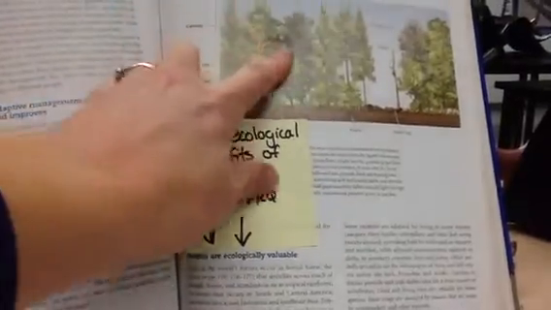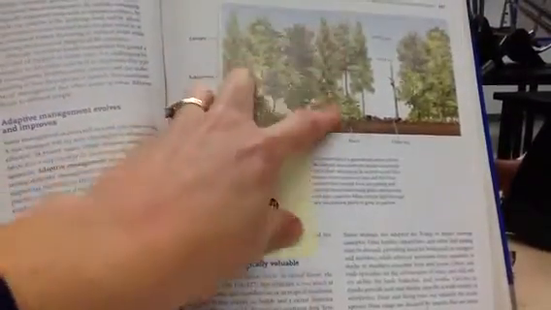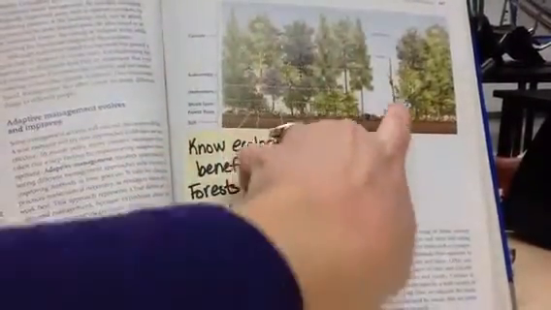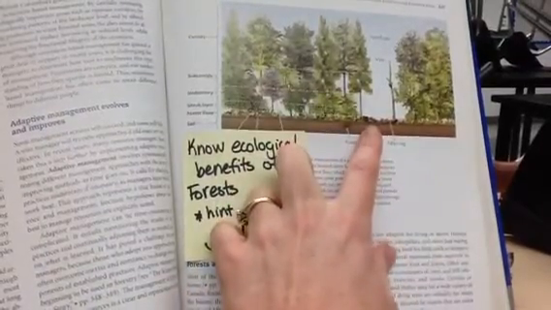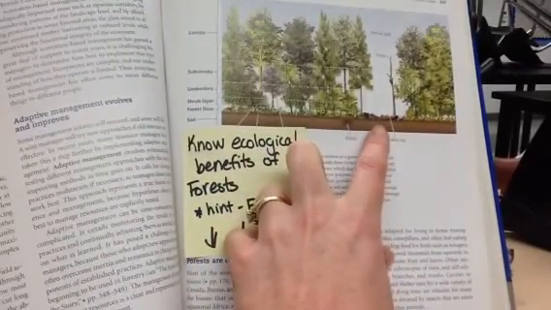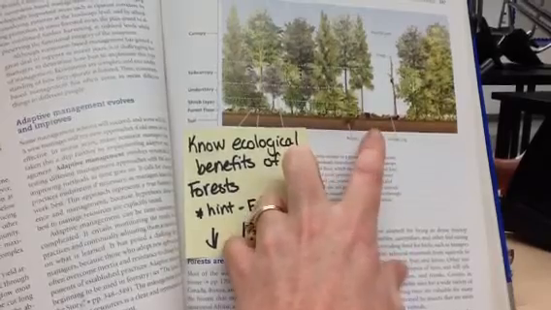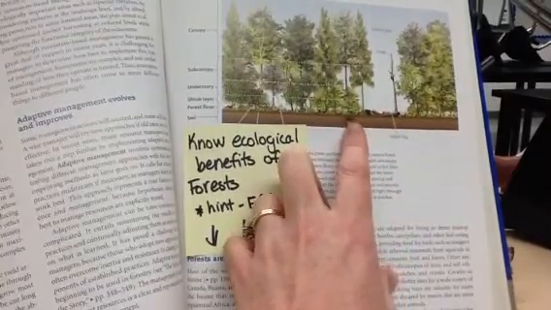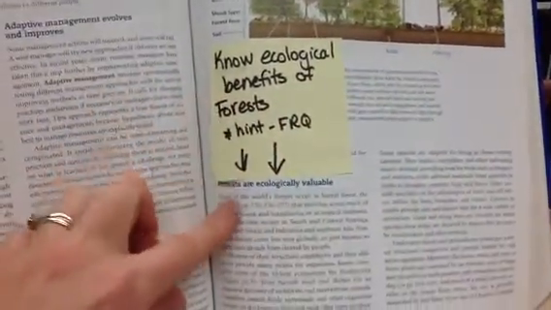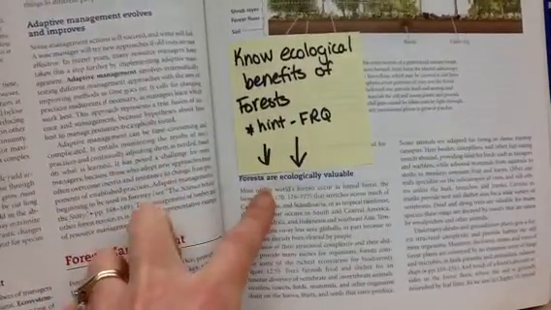And here's a picture of a mature forest. You have all ages of trees, you have some dead trees. Fallen trees provide special habitat for some species. Some birds only like to live in fallen trees and flit around. Now, also, we have here at the bottom, forests are ecologically valuable.